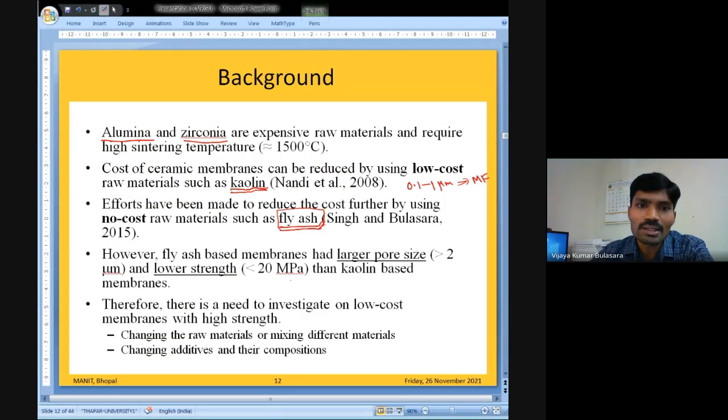In this particular work, we tried to use a mixture of fly ash and kaolin, because the drawback is that fly ash membranes have large pores and lower strength compared to kaolin, and kaolin based membranes have relatively smaller pores and higher strength. Therefore, we investigated low cost membranes with high strength by mixing different raw materials. So we mixed two raw materials, kaolin and fly ash. We can also study changing the additives, that is a different work we did.